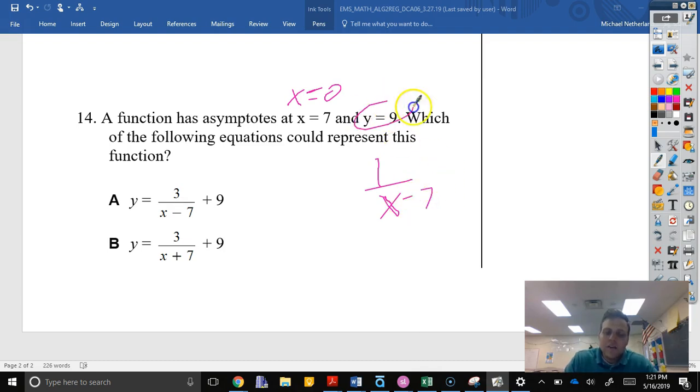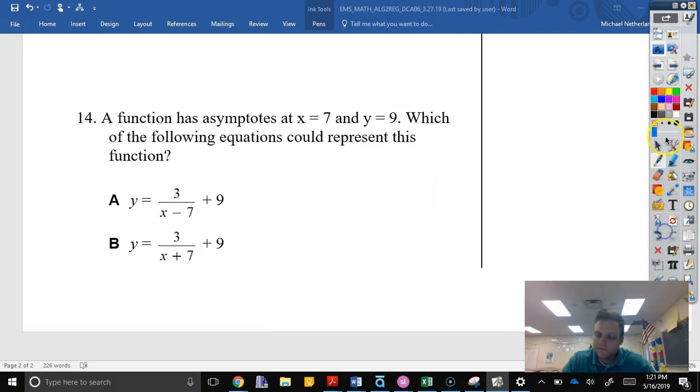And then I usually have a horizontal asymptote at y equals 0, but now it's at y equals 9. So how did I move it there? By adding 9. Now, when you look at A, B, C, and D, you'll notice they all have a 3 on top. So it doesn't matter. I don't care where that 3 came from. If they all have it, I can ignore it. So the only answer I care about must be A, because that's minus 7 plus 9.